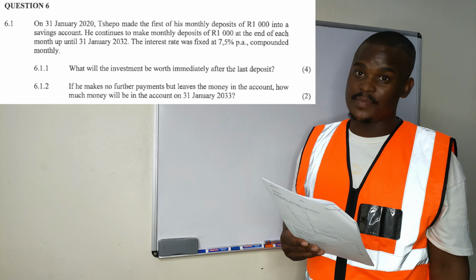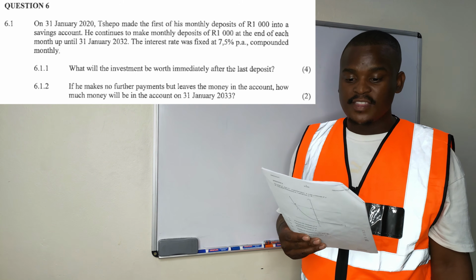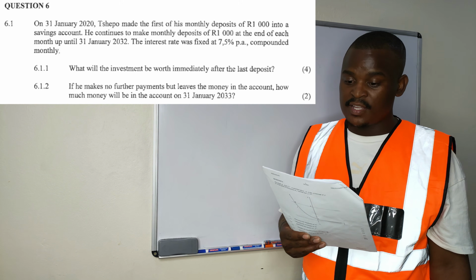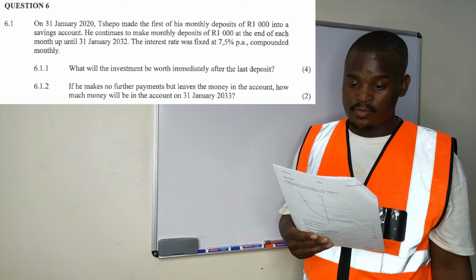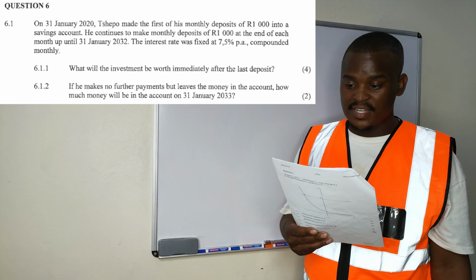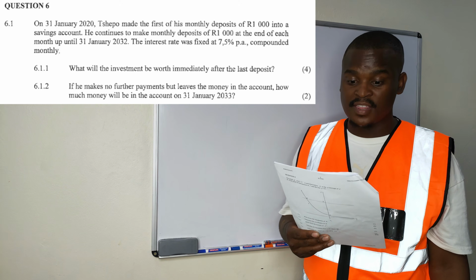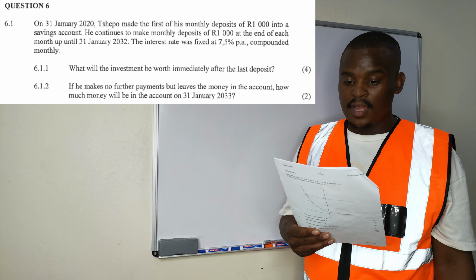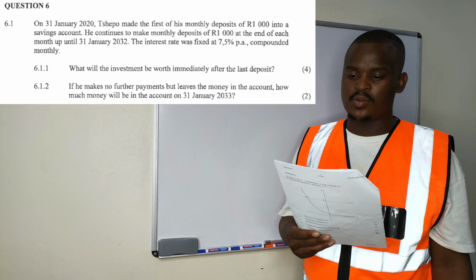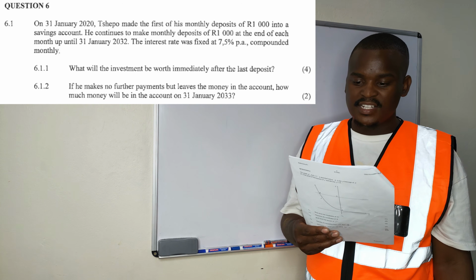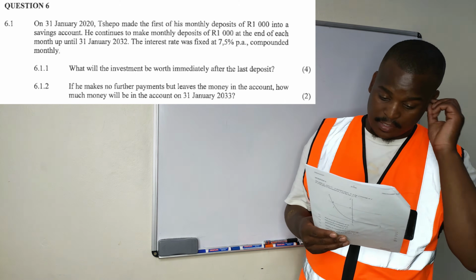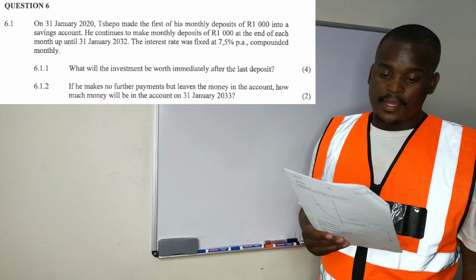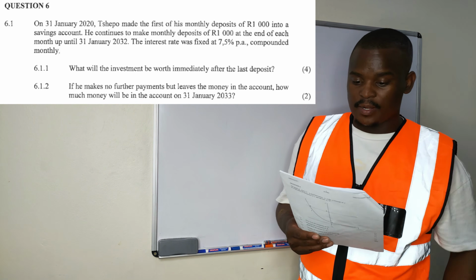I'm going to read the statement again. 6.1. On 31 January 2020, Tsepo made his first monthly deposit of 1,000 into a savings account. He continues to make monthly deposits of 1,000 at the end of each month until 31 January 2032. The interest rate was fixed at 7.5% per annum, compounded monthly. Okay, let's go to 6.1.1.